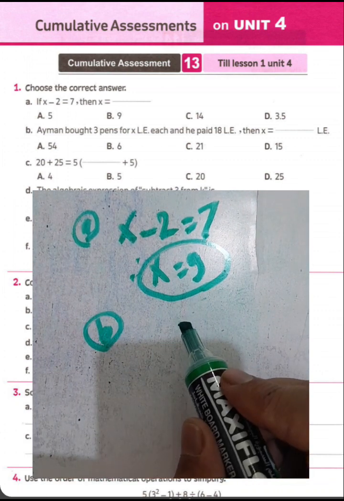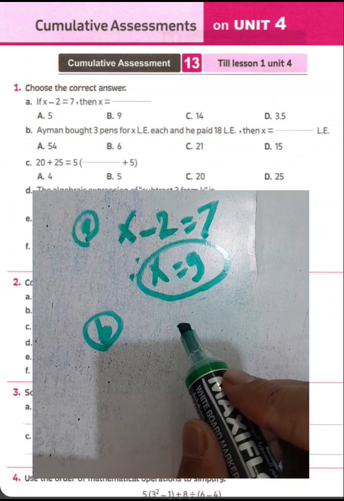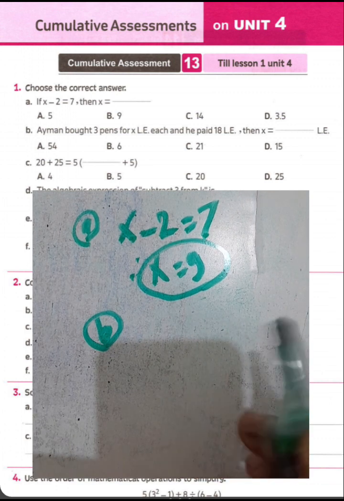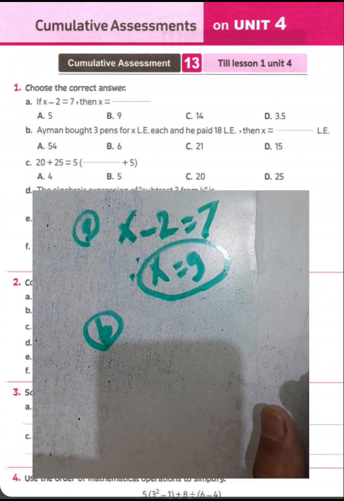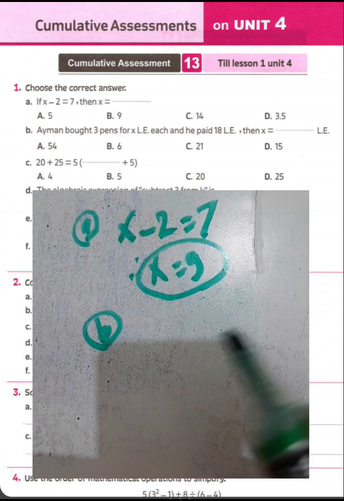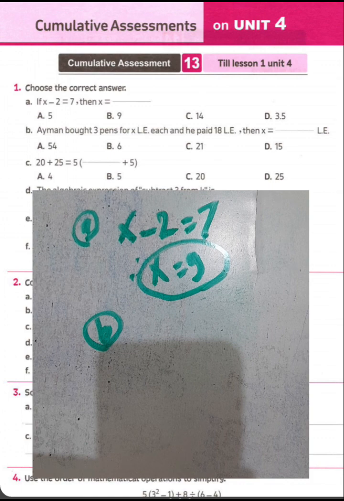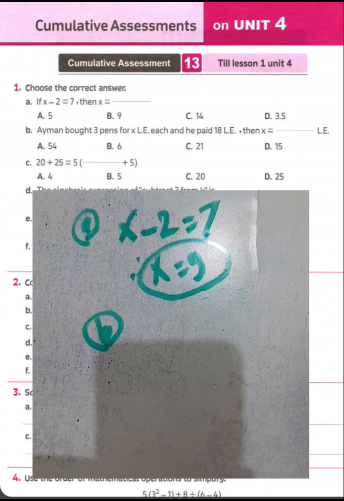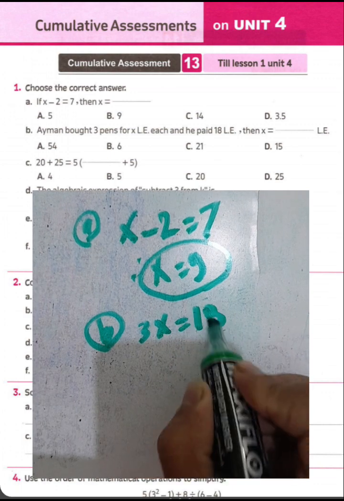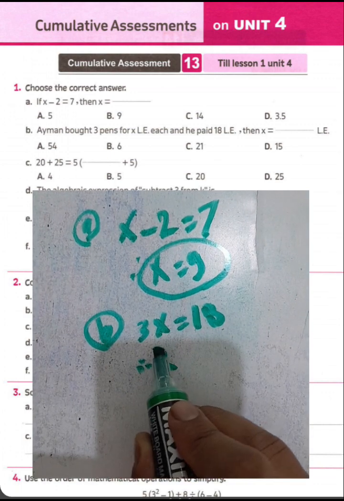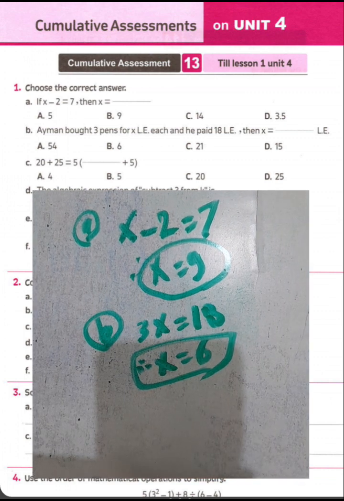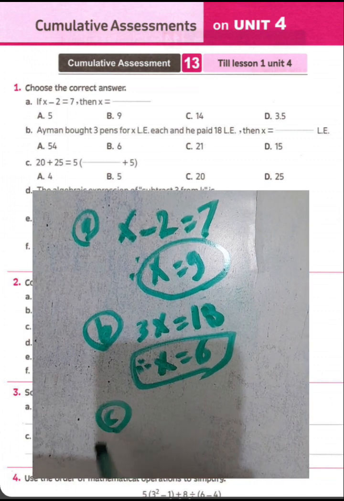Ayman bought 3 pens for x lira each and he paid 18 Egyptian lira. Then x equals what? We can find the value of x in this example. 3x equals 18. Ask yourself, 3 times what equals 18? 3 times 6, then x will be 6. You can write the equation 3x equals 18, then x will be 18 divided by 3 equals 6. Choose letter B. Question letter C.